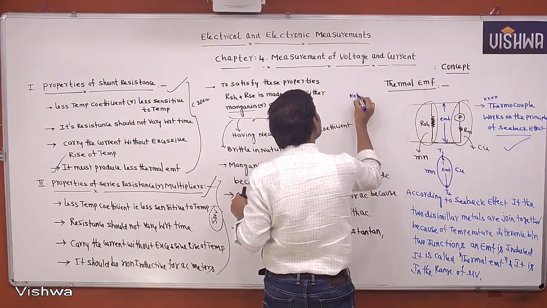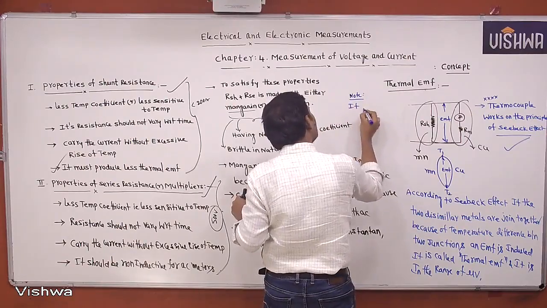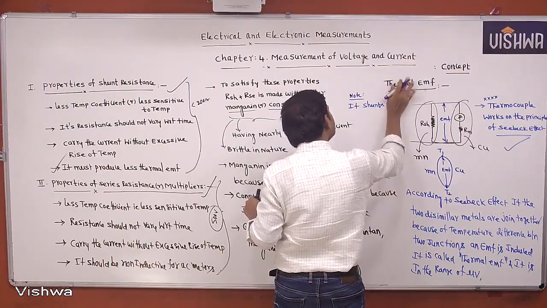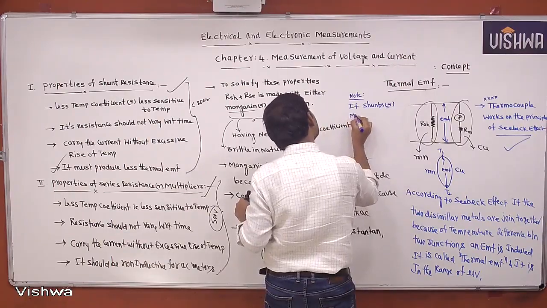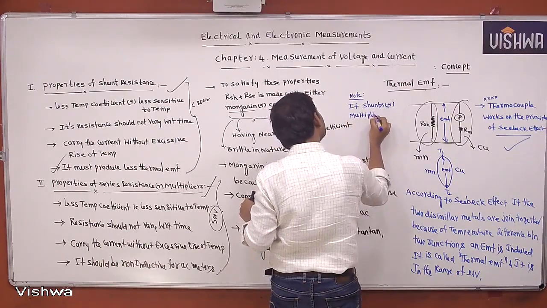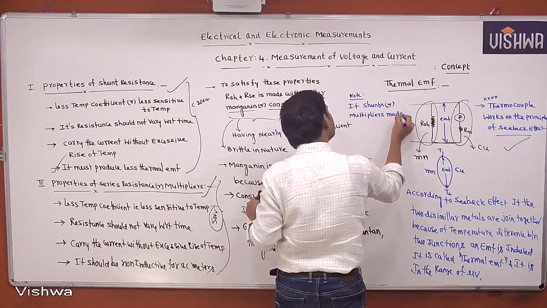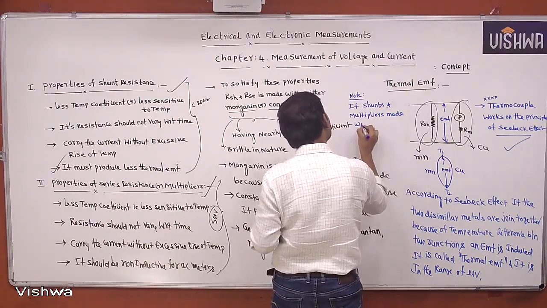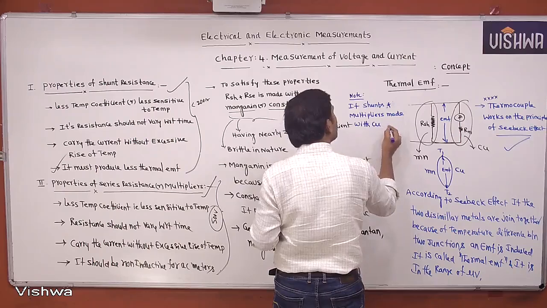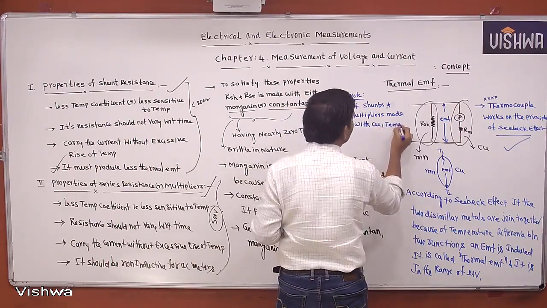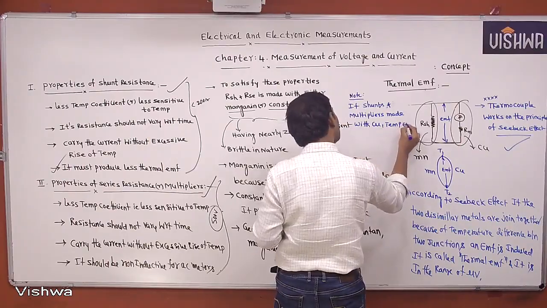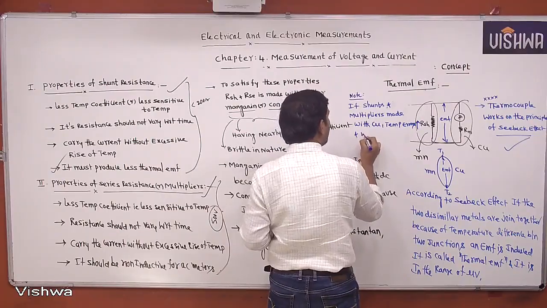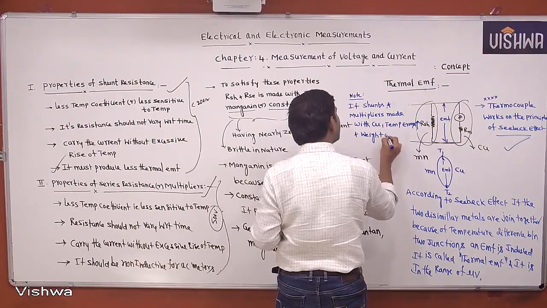If shunts and multipliers are made with copper, temperature errors increase, and the weight of the meter also increases.